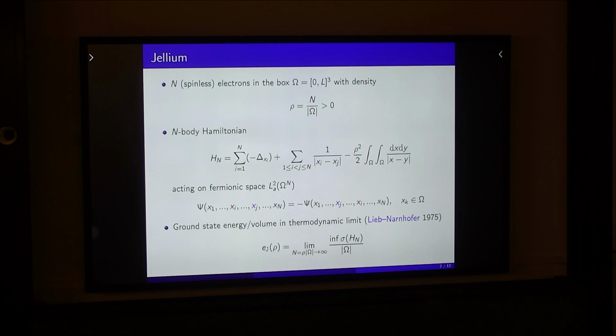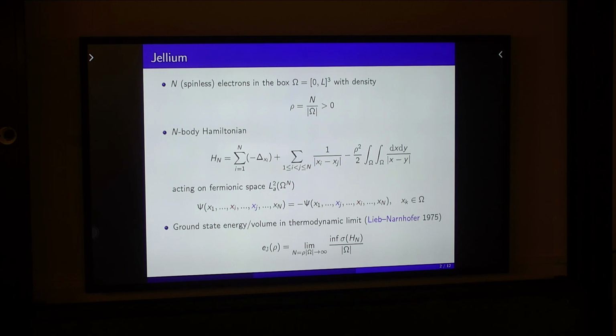So the interaction among the electrons is just Coulomb. For physicists, I use units where h bar is 1, the mass is 1, and the electric charge is 1. So now the model is simply the kinetic energy of the electrons, and then the interaction among the electrons, and then you subtract the energy of the background.